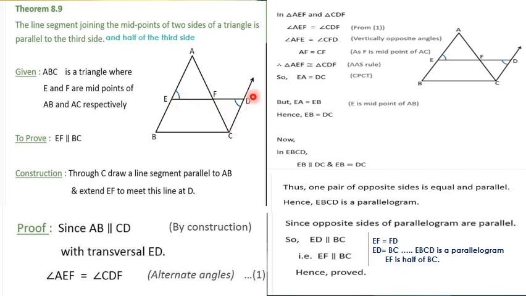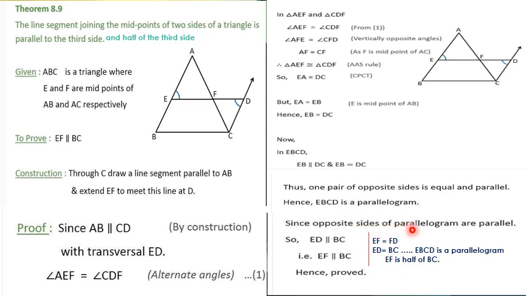Just now you studied about the special property of a parallelogram. Now you can see EBCD is a quadrilateral, isn't it? EBCD forms a quadrilateral. We have proved that EB is equal to CD, and our construction says that CD is parallel to EB, because EB is a part of AB, so CD will be parallel to EB. So if one pair of opposite sides are equal and parallel, what is it? The quadrilateral becomes a parallelogram. Therefore EBCD is a parallelogram.